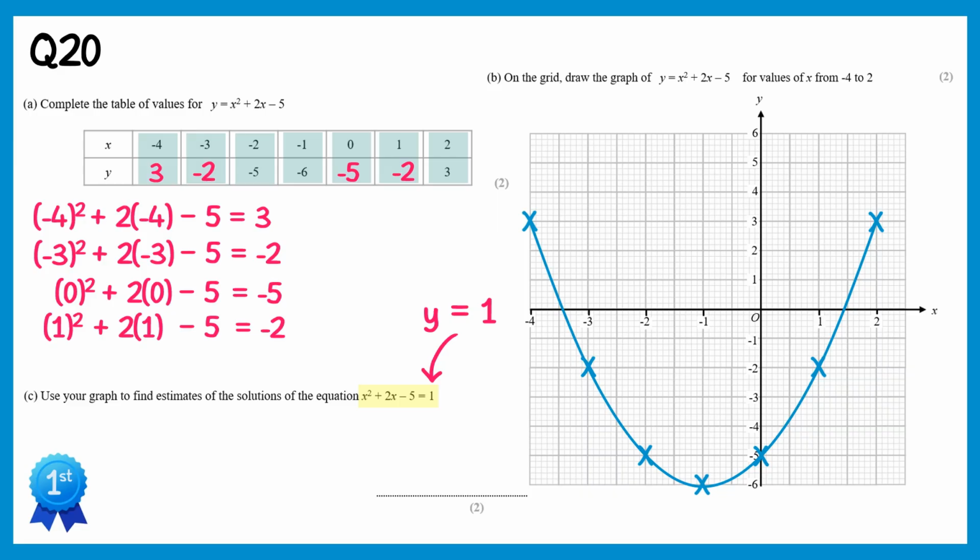Y equals 1 is a horizontal line that goes through 1 on the y-axis, so something like this, and you can see they cross in 2 places. We just need to read off the x coordinates of those since we're solving an equation in x. So if we draw some lines down to the x-axis, you can see the left one here, I'd say that's about negative 3.6, and the right one probably positive 1.6. You'd be allowed to be 1 decimal place out on either of those.